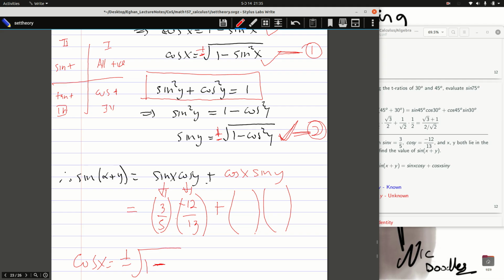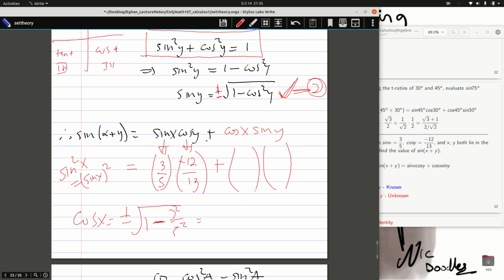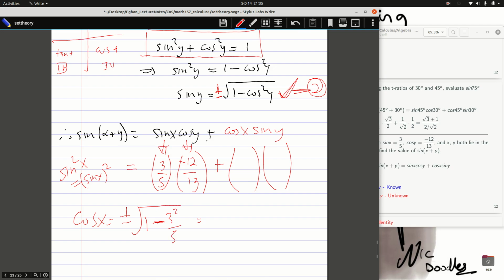Now you know that in trig, sine square x is the same as sine x all square. You should know that. So it means I have 3 square over 5 square. My handwriting is getting bad. I don't know why. 3 square over 5 square. If you use a calculator to get this answer, I'll get plus or minus some answer.